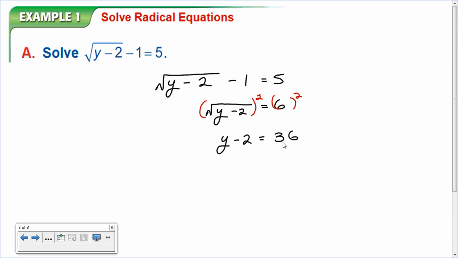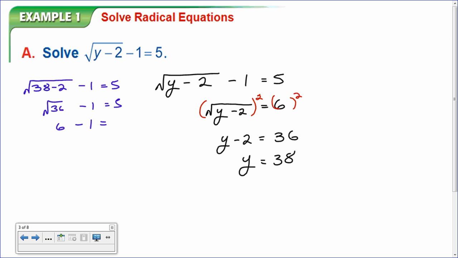I'm going to go ahead and add 2 to both sides. y equals 38. It's important now that you go ahead and check your solution. We're going to plug 38 into this. So we're looking at the square root of 38 minus 2, then minus 1 equals 5. Let's see if this is a true statement. 38 minus 2 is 36. So I'm looking at the square root of 36, minus 1 equals 5. The square root of 36 is 6. 6 minus 1 equals 5. That's true. And so this is the answer right here.